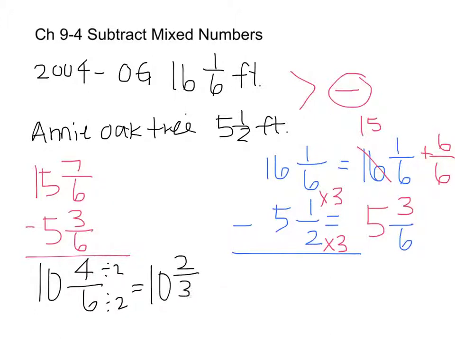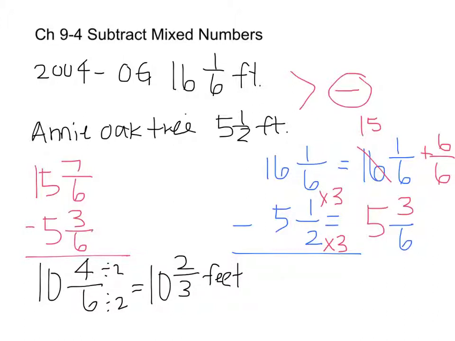2/3. Very good. Am I done? No. What am I missing? Label. What was the question asking me for? How much larger was Old Glory's circumference compared to Annie's tree? So what is my measure? What is my measure? Everyone? Feet. Awesome. So 10 and 2/3 feet, what? Not taller, remember? Larger. Width.